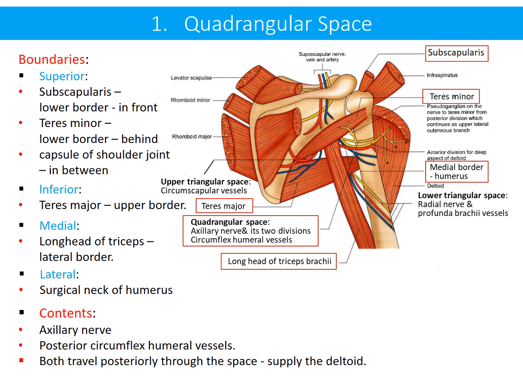As regards the contents, the axillary nerve and posterior circumflex humeral vessels pass from anterior to posterior through this space and supply the deltoid muscle.